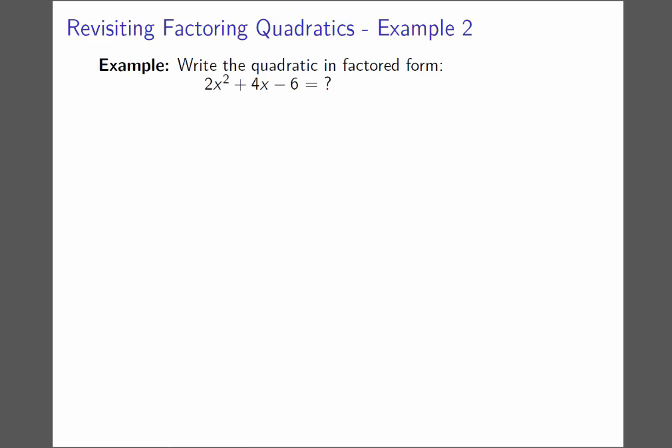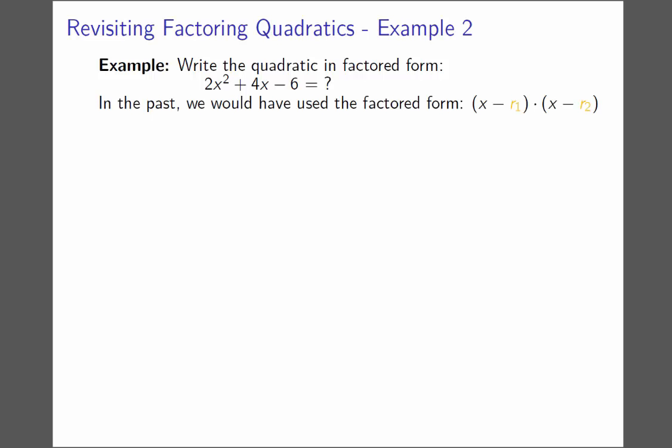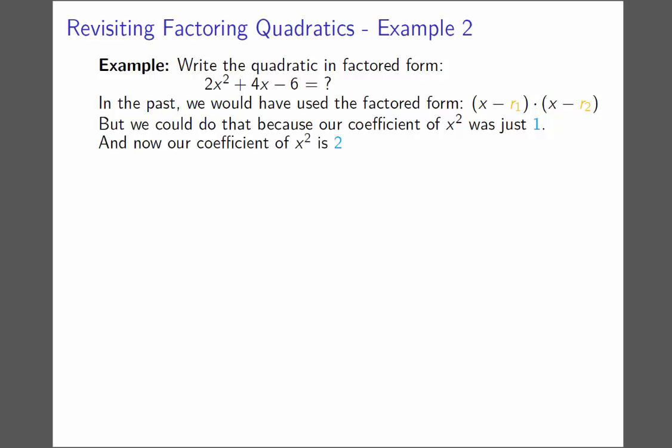In this example, we want to write the quadratic x squared plus 4x minus 6 in its factored form. But what does its factored form look like here? In the past, we would have used the factored form x minus r1 times x minus r2. But we could do that because our coefficient of x squared was just 1. And now our coefficient of x squared is 2. So what do we do?